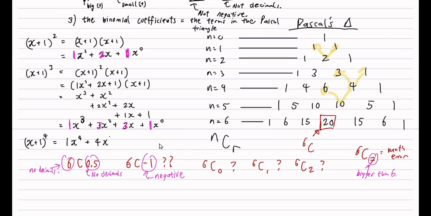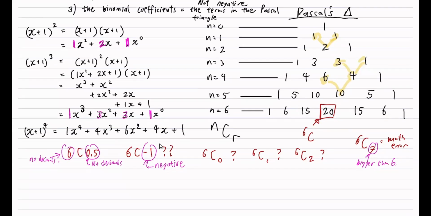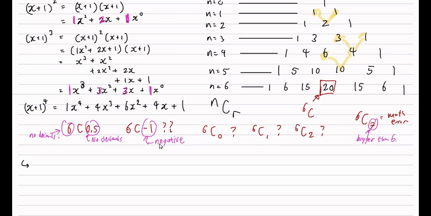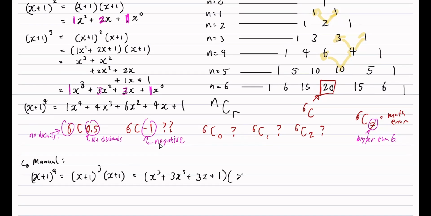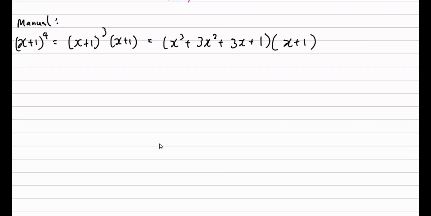14641. So just to convince you, I'm going to manually expand this. Manual style. x plus 1 power 4 is x plus 1 squared times x plus 1 squared. Never mind, I'll just do x plus 1 cubed times x plus 1. I already have x plus 1 cubed, which is x cubed plus 3x squared plus 3x plus 1, multiplied by x plus 1. Let's expand this. I'll do it a bit quickly.